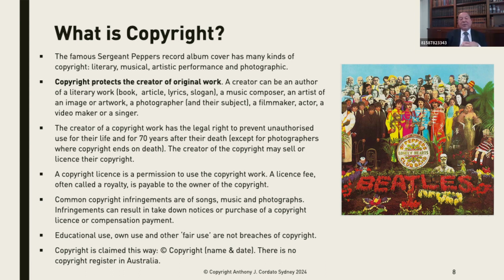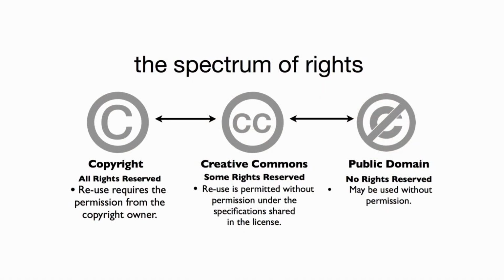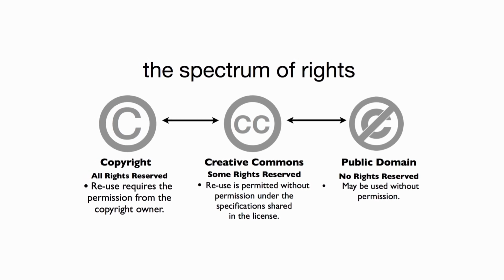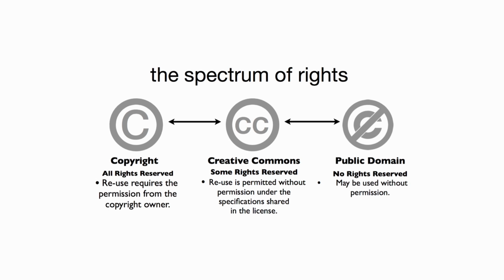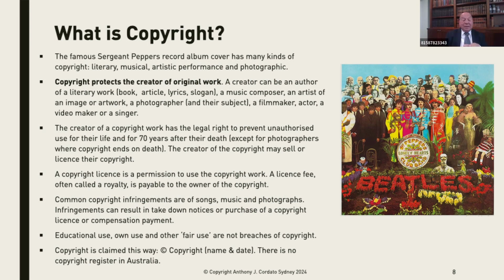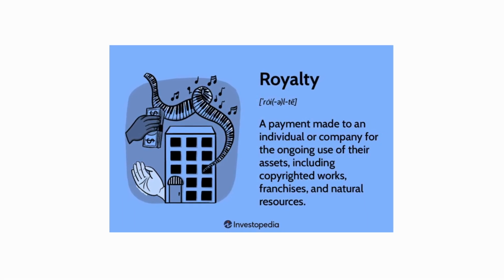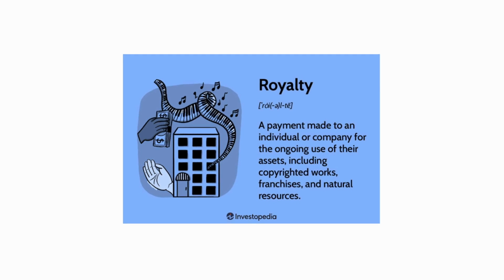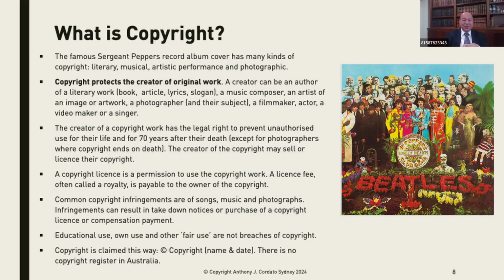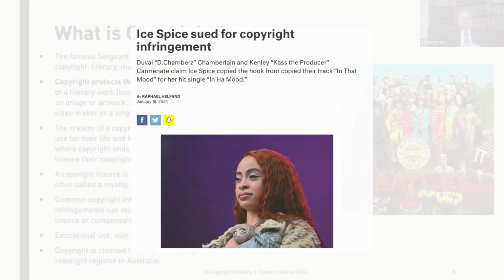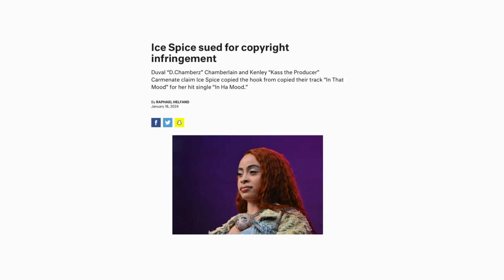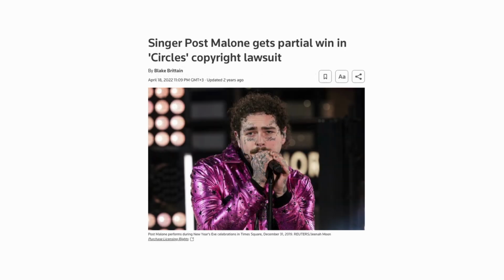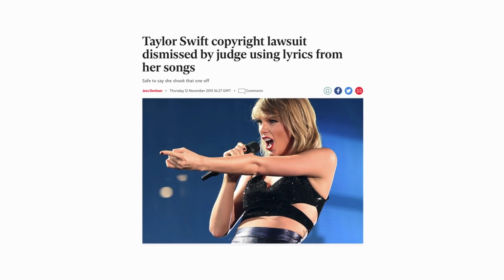And copyright is intellectual property, so the creator can sell or license. A license is a grant of permission to use the copyright. Some creators will grant the right for free, but most want what's called a royalty, money payable if you use their copyright. Now, common copyright infringements are songs, music, and photographs, and they can result in takedown notices or the compulsory purchase of a copyright license and the payment of compensation.